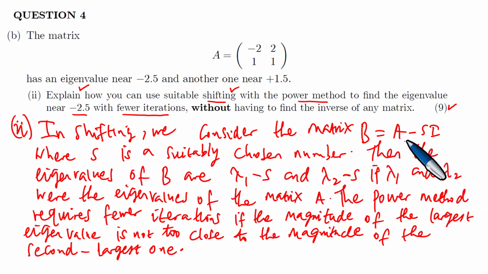It's not just any number. It is the matrix A minus S times the identity, 2 by 2 in size in this case, but S is a suitably chosen number. Then the eigenvalues of B become lambda 1 minus S, lambda 2 minus S, if lambda 1, lambda 2 once again were the eigenvalues of the matrix A. The power method requires fewer iterations, like we've seen, if the magnitude of the largest eigenvalue is not too close to the magnitude of the second largest one.